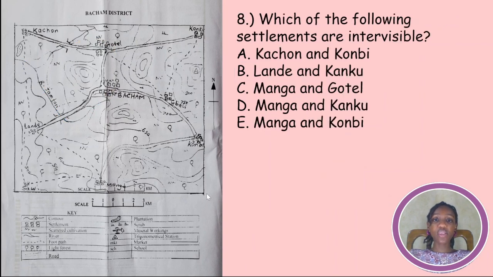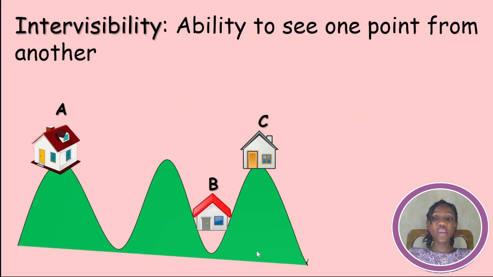Which of the following settlements are intervisible? If you've been following our correction series, then you should understand the concept of intervisibility perfectly and even know how I like to explain it. But for the sake of our new subscribers, let's quickly run through the concepts. Intervisibility is the ability to see one point from another. The reason why a settlement will not be intervisible is the presence of a high contour between the settlements or the places in question, and that's a very important point.